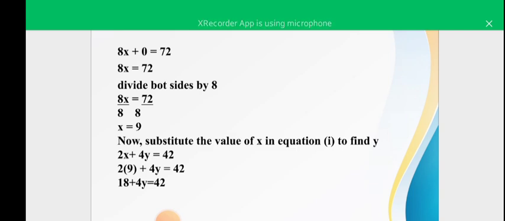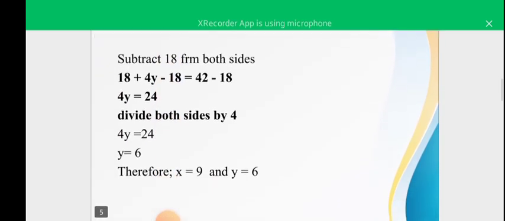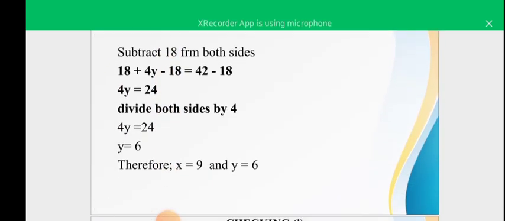Our target is to find the value of y since we already know x. Now we subtract 18 from both sides. It's from both sides. We made a mistake here of writing 0. So 18 from the left hand side, we have 18 plus 4y, so we have to write minus 18, is equal to 42 minus 18.